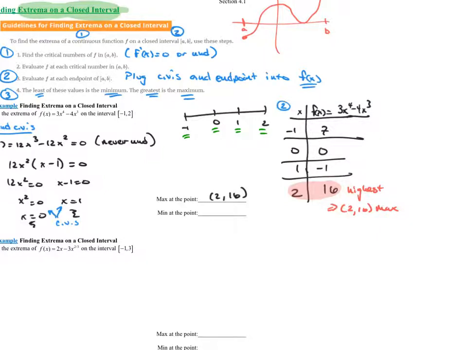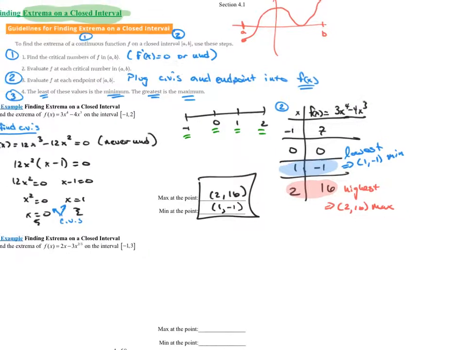What's the lowest value? Notice of 7, 0, -1, and 16, the lowest value seems to be -1. So this is the lowest. So that tells me that the point (1, -1) is a min. So the minimum is at the point (1, -1).